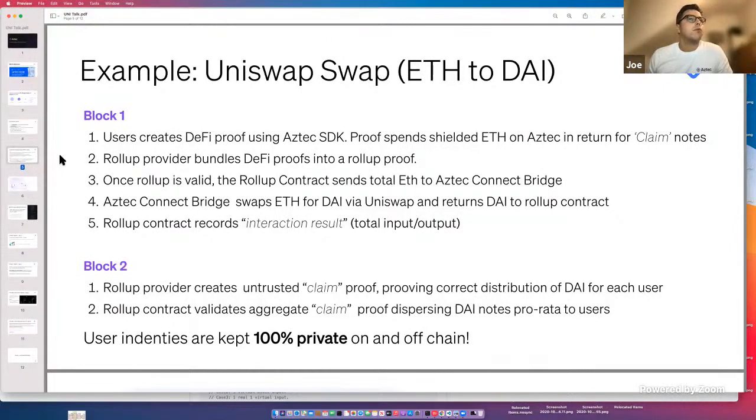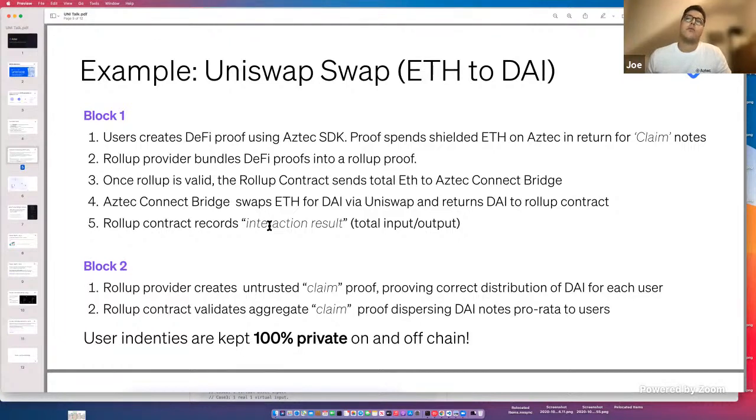The next block happens automatically and without any interaction from the user. All the data to do this is already on chain and it's contained in this interaction result. But in the next block, the rollup provider can create these untrusted claim proofs for every user who did a DeFi proof. And what the claim proof is actually doing is proving the correct distribution of DAI for every user who had a claim note for one bridge ID.